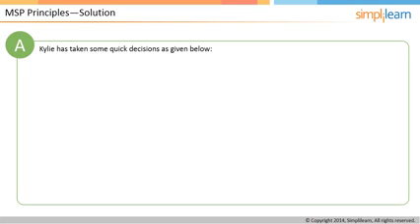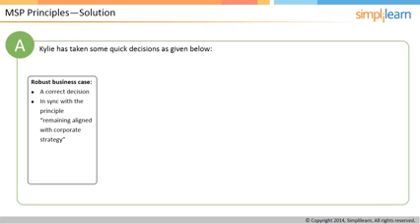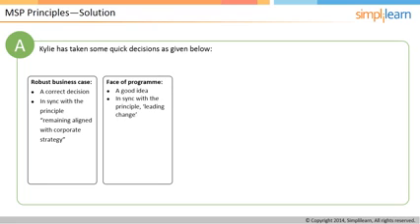Kylie has taken some quick decisions. Let us review them one by one. She wants to have a robust business case to avoid any fallacy and also ensure that strategic drivers are always visible. This is a good idea, and it is in sync with the MSP principle, remaining aligned with corporate strategy.